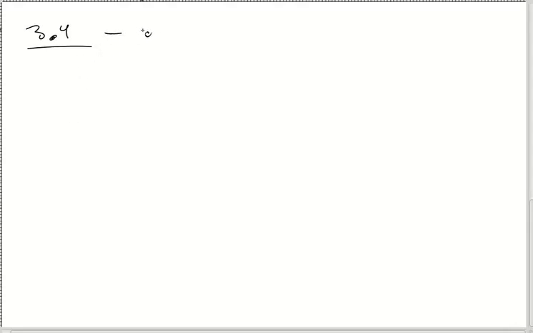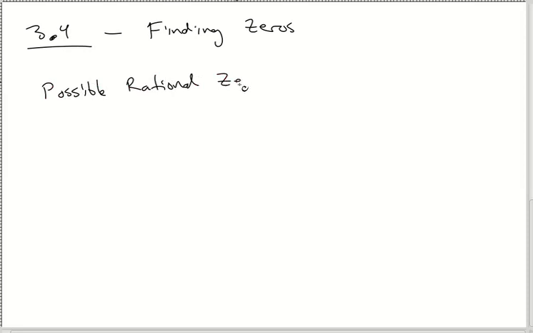I guess we're finding zeros. That's a good title there. Finding zeros of polynomials. Let's start with possible rational zeros. Possible rational zeros. And that's a long title. I'm going to do possible rational zeros, PRZ.